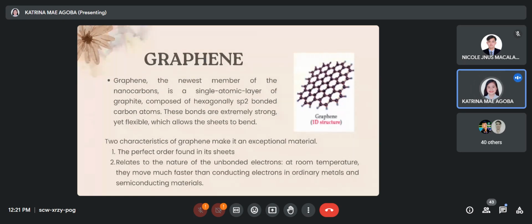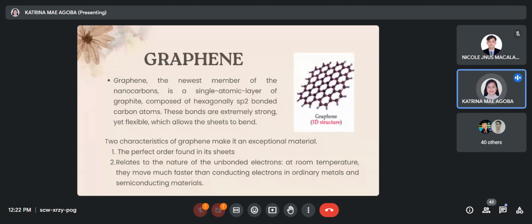The graphene. Graphene is the newest member of the nanocarbons, a single atomic layer of graphite composed of hexagonal sp2 bonded carbon atoms. These bonds are extremely strong yet flexible, which allows the sheet to bend. Graphite is considered a semi-metal because it shares some properties with semiconducting metals. Free electrons in the graphite structure enable the efficient conduction of electricity, while the lack of electrons leads to high thermal conductivity.